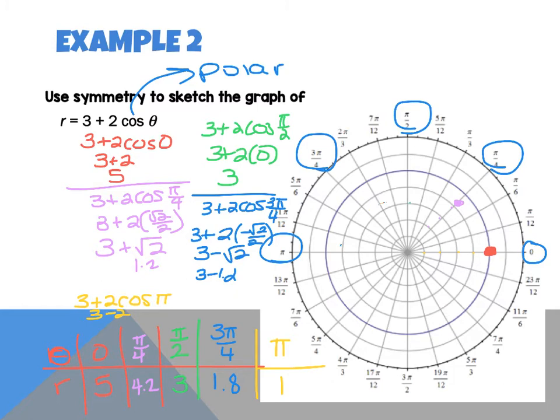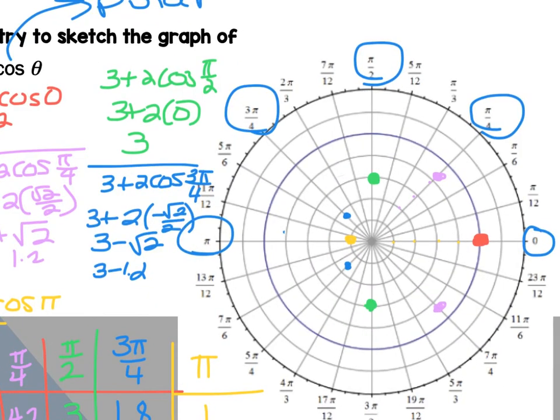Pi over 2 is 3. 3 pi over 4 is 1.8. And pi is 1. So now what we think is going to happen on the other side is an exact mirror of that. This would be 1.8. This would be 3. This would be 4.2. And then I'd be back to the 5. So now I've got to connect those dots.